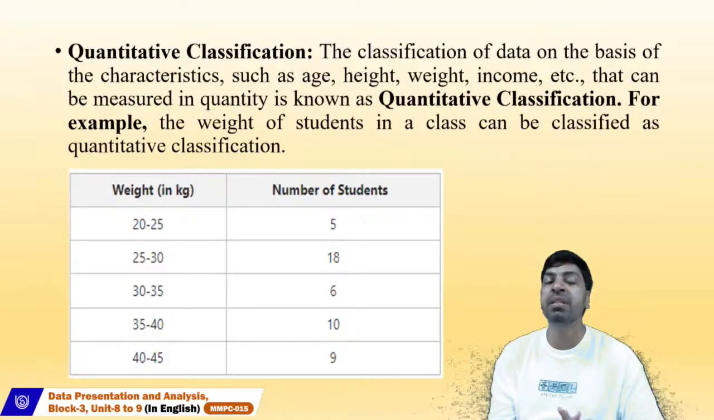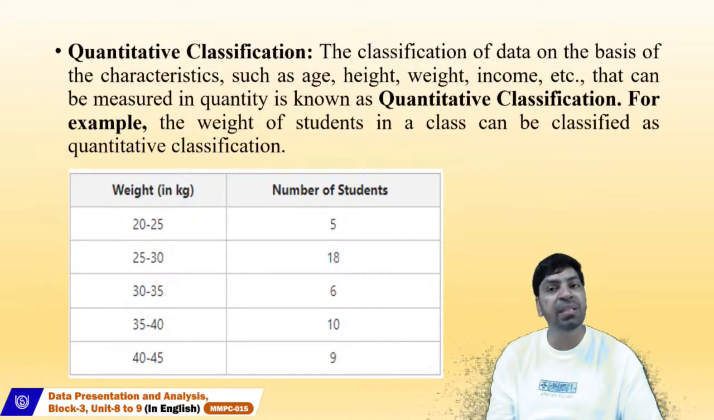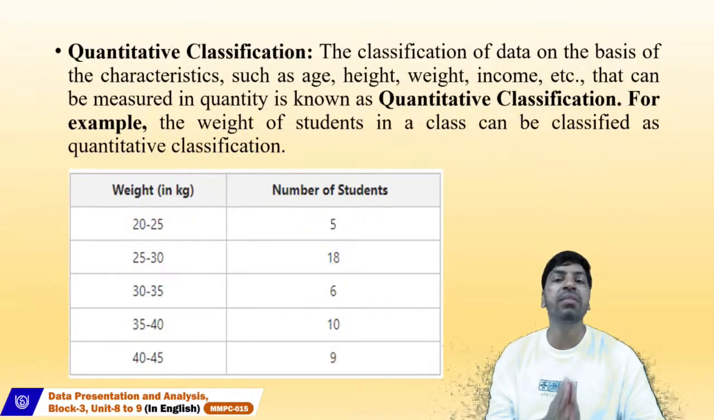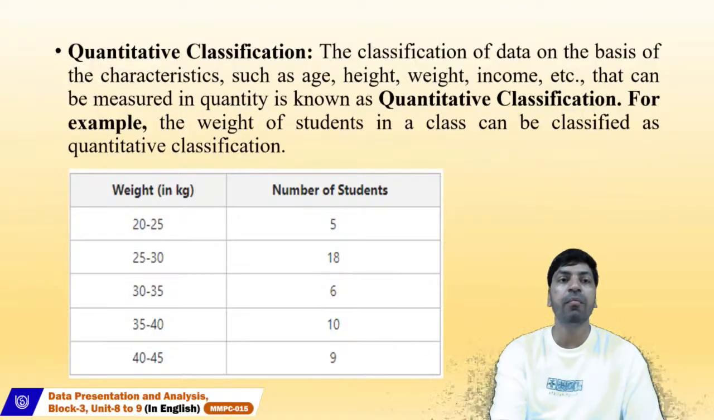One of the cases that has been considered is the weight of students in the class, which is also classified as a quantitative classification. The weight is already mentioned, 20 to 25 till 45, and the number of students is also mentioned in the tabular statement, that is 5, 18, 6, 10, and 9. So this is how the quantitative classification has been done on the basis of the characteristics of the individual.